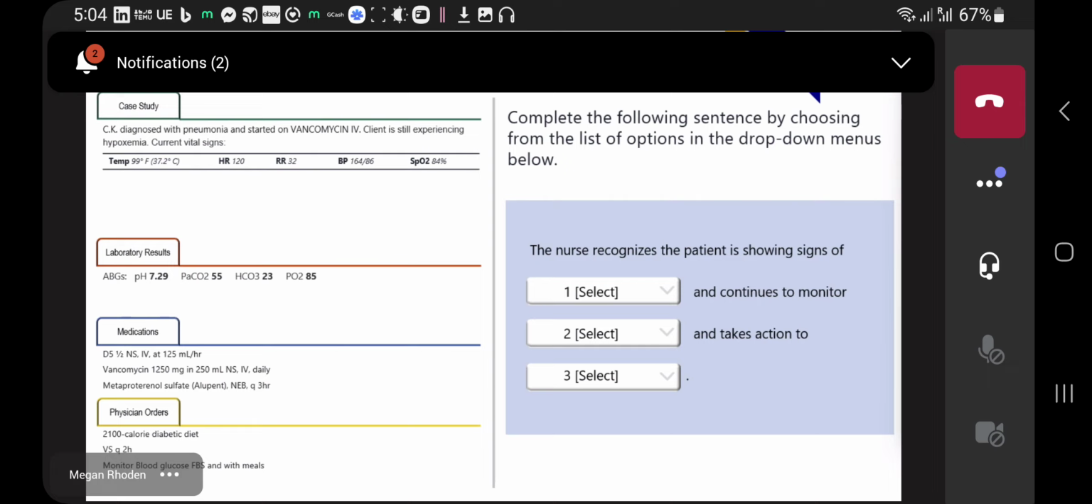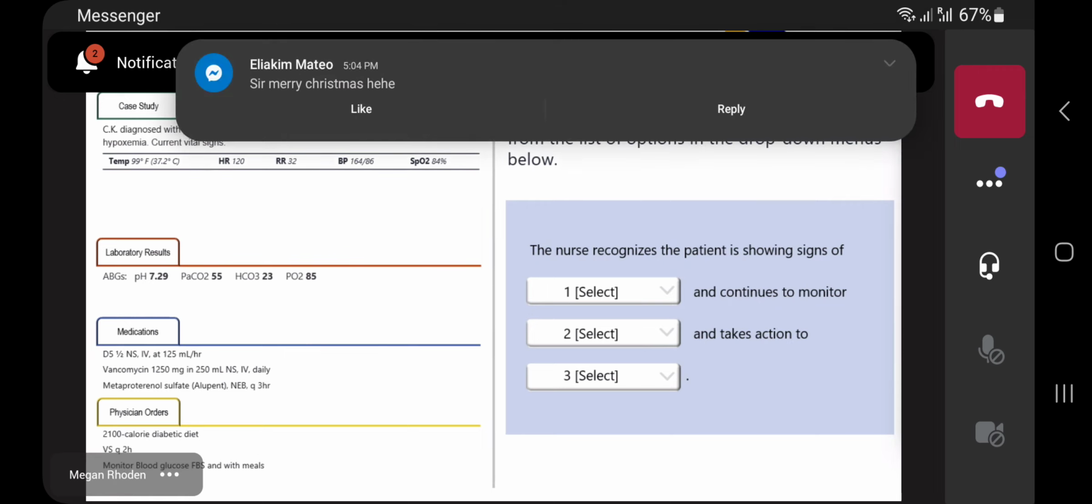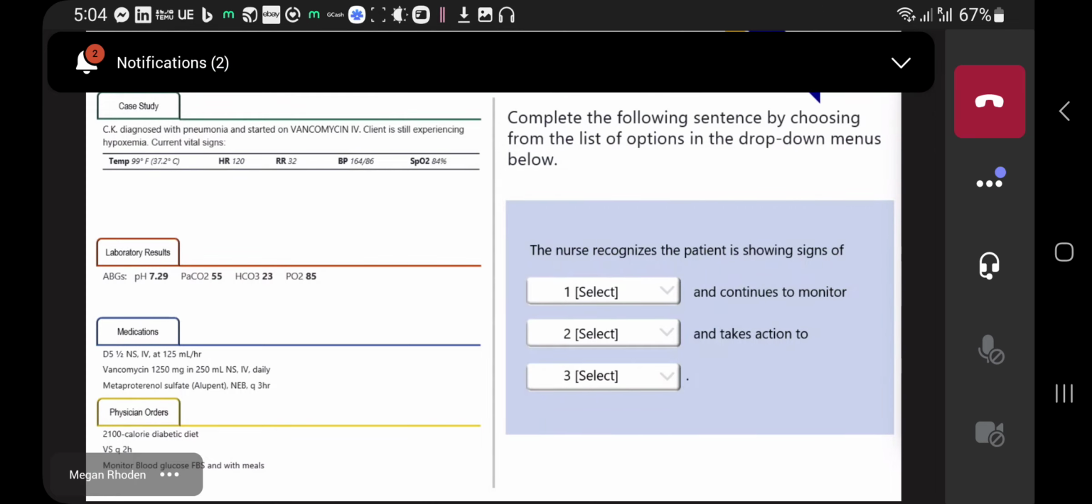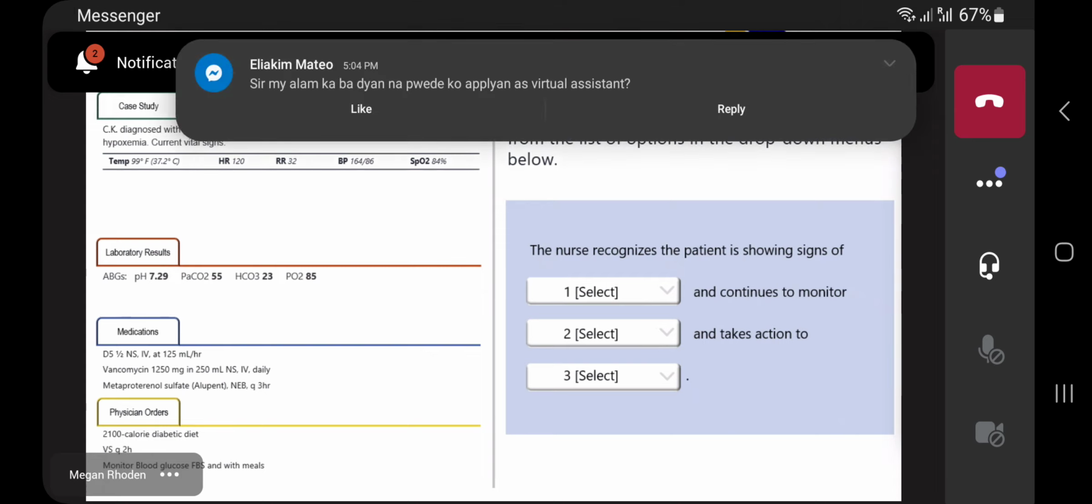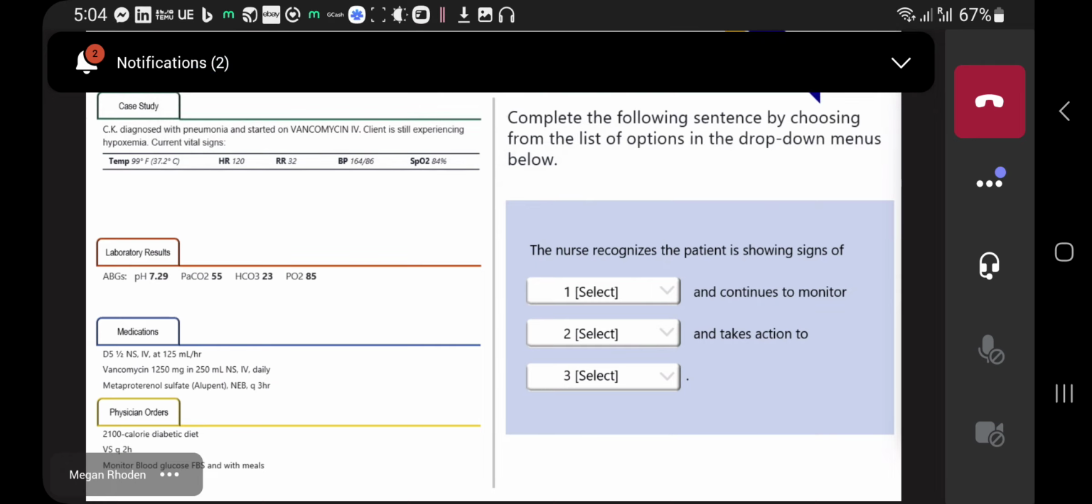at 84%. The ABGs read as follows: 7.29, PaCO2 of 55, HCO3, which is that bicarb, of 23, and the O2 is 85. Medications remain the same, as do the physician orders. So, question number 9 says complete the following sentence by choosing from the list of options in the drop down menu below. It says the nurse recognizes the patient is showing signs of blank and continues to monitor blank and take action to blank.